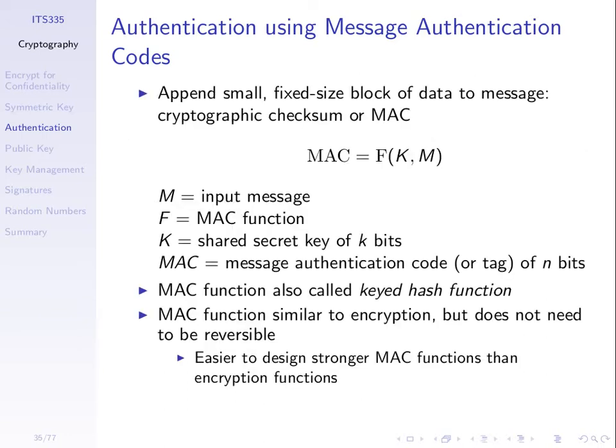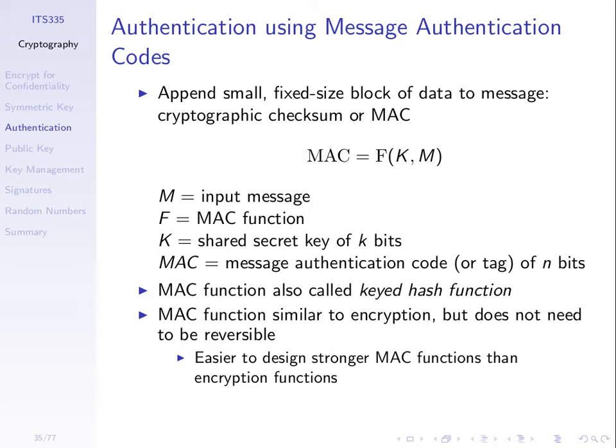Let's go back. So the MAC, a MAC function, F here, C on the next slide, is some algorithm that takes some key and message and produces usually a short, unique, or practically unique value. That is, if we change the key, we'll get a different value. If we change the message, we'll get a different value.